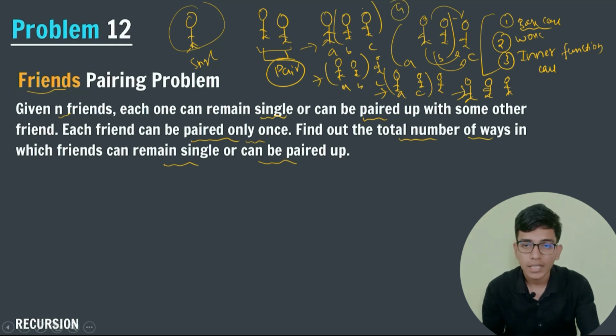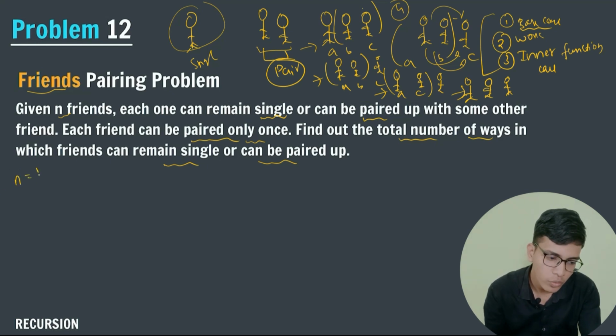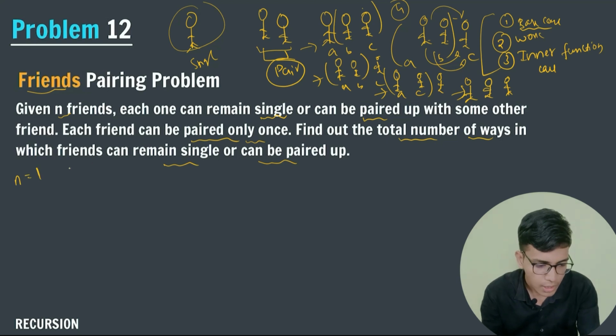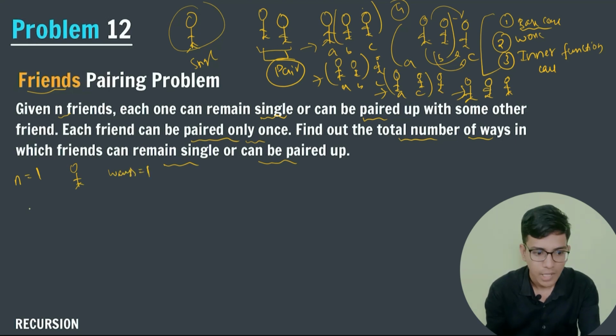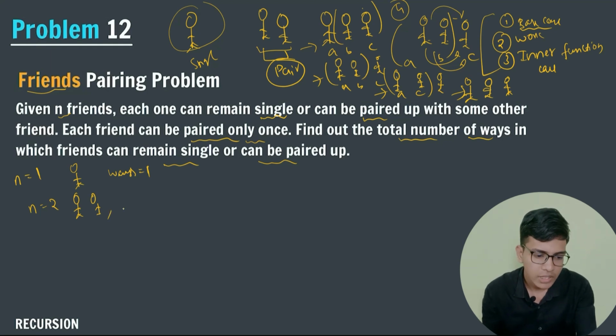To find the base case, let us take the example that n is equal to 1. For n equal to 1, there can be only one friend. So the number of ways that can be possible, he is only one, so he will remain single. So the number of ways will be 1, right? After that, for n equal to 2, the two persons can remain single. They don't want to talk with one another, so they will remain separated and do whatever they want.